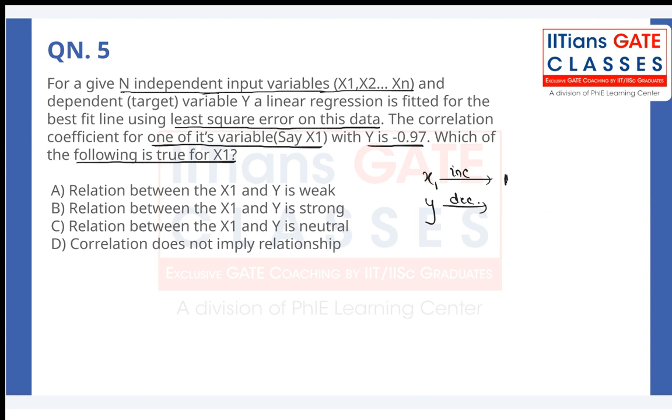With one increase in x, y decreases by 1. Some points do not decrease like that. There could be some variation in that space. So that's why it's not a perfect minus 1. It is minus 0.97. And this also means that the relation between x and y is very, very strong, even though it's negative.